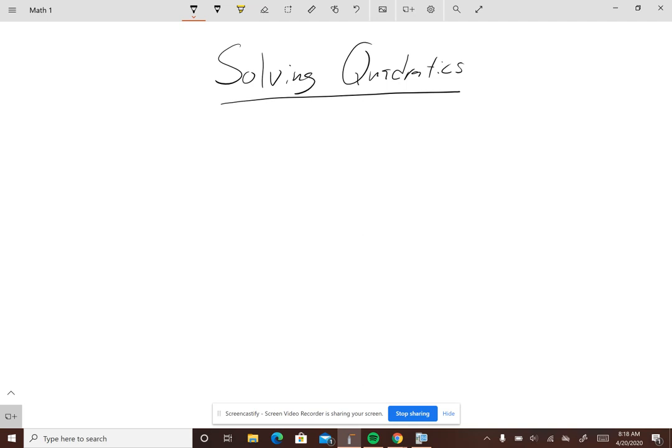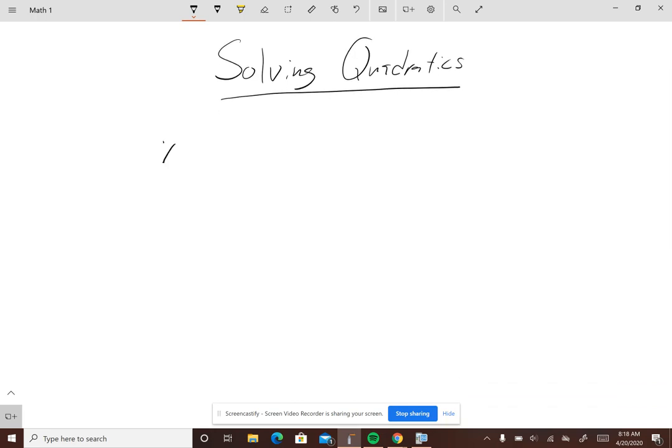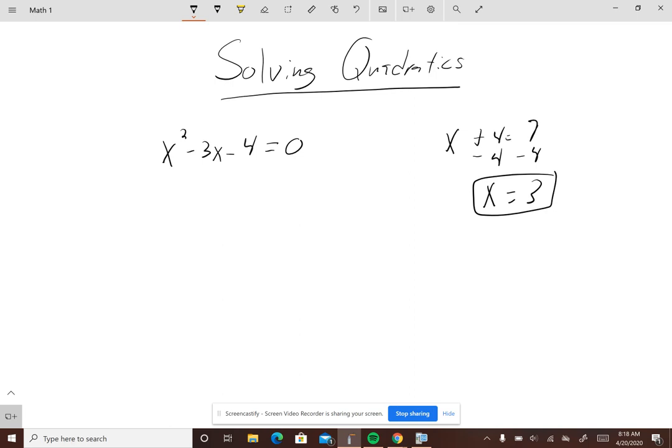And all that is, if we have a quadratic equation, and this is the example we're going to use, x squared minus 3x minus 4 is equal to 0, okay? And all we're saying is, to solve a quadratic is to find the values of x that make this equation true, right? Just like if we had x plus 4 equals 7, and we said solve, you would just subtract 4 from both sides, right? x equals 3. But it gets a little more complicated, right? Because we have this x squared term.